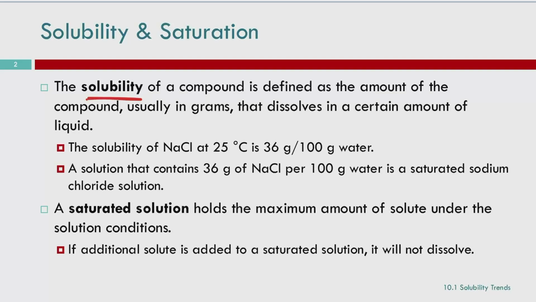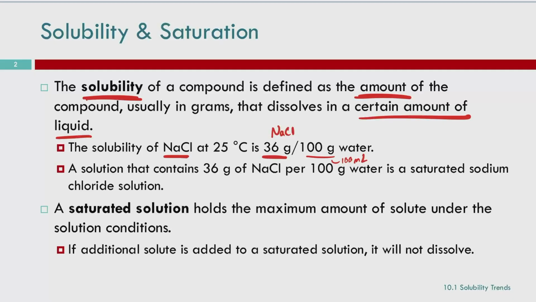There's a definition for solubility. Solubility is the amount of compound that dissolves in a certain amount of liquid. And there's different units that you'll see for this, but it's usually an amount of a compound in grams, and it's often also an amount in grams for whatever the solvent is. So for example, table salt, you can dissolve 36 grams of NaCl in 100 grams or 100 milliliters, they're about the same, of water.